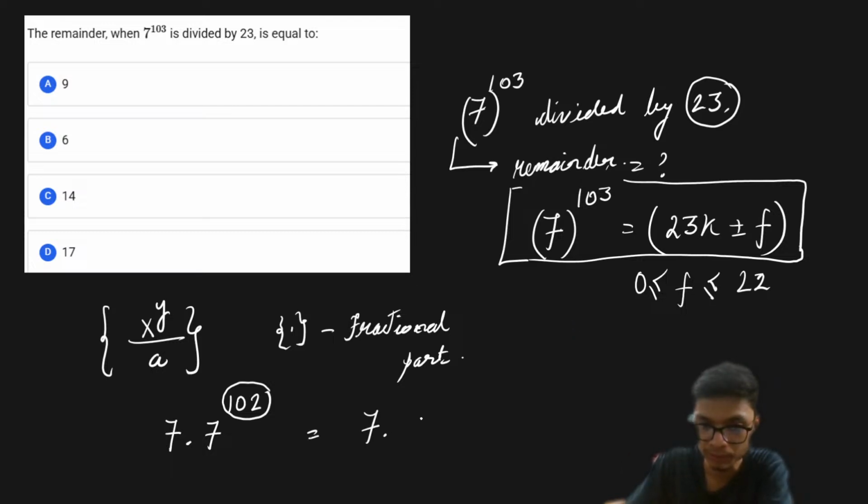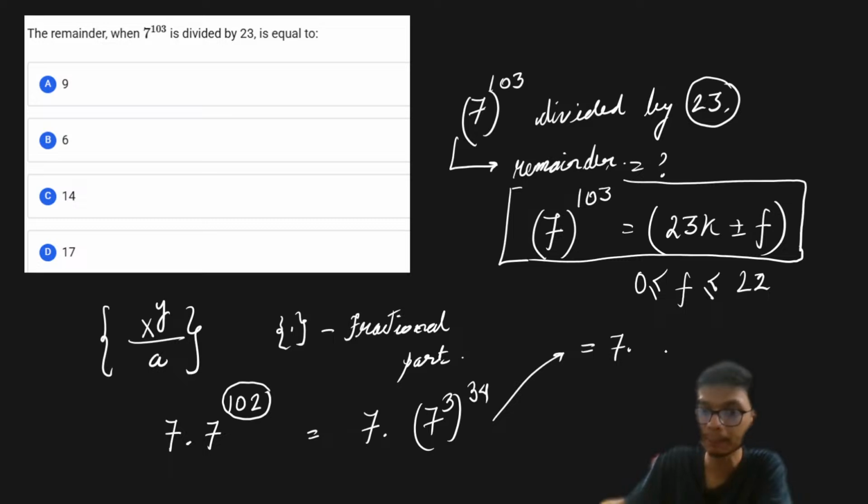So let us write 7 into, now this I can always write as 7 cube whole to the power 34, right? And also I can represent this part as 7 multiplied with, now this 7 to the power 3, or 7 cube, basically becomes 343, right? Whole raised to the power 34, right?